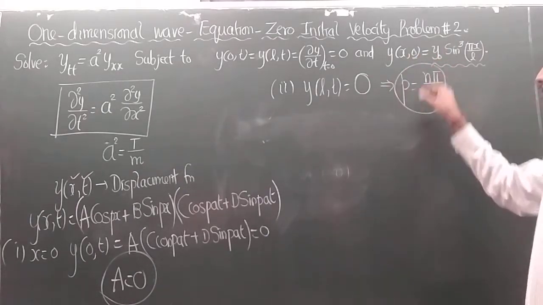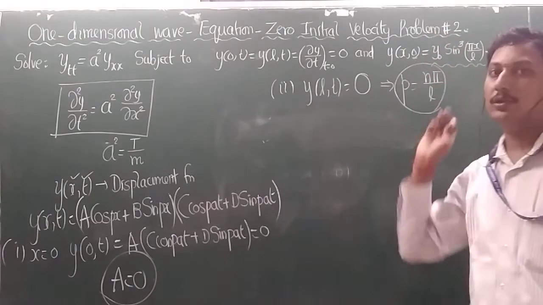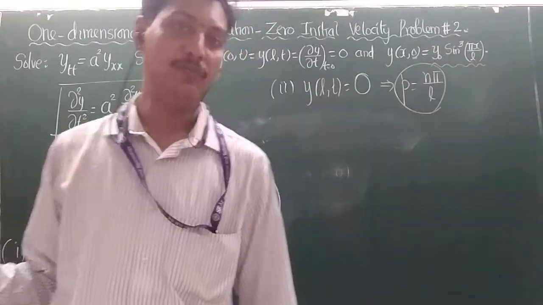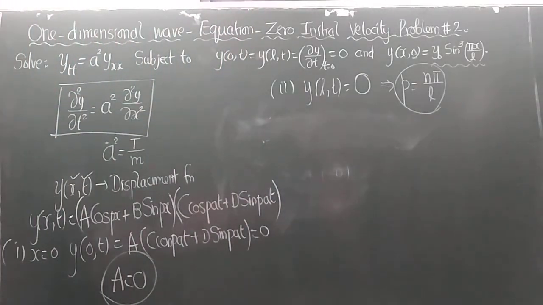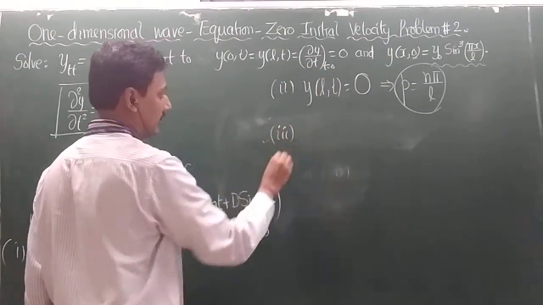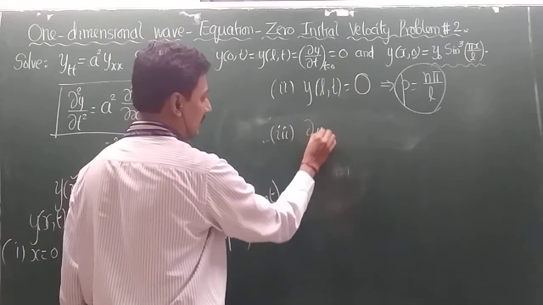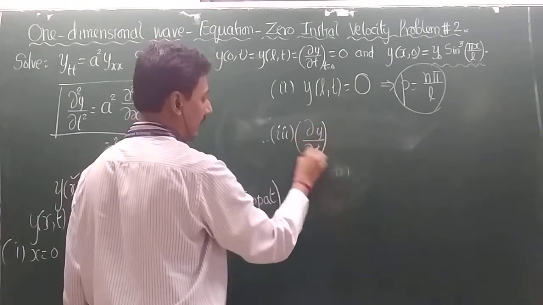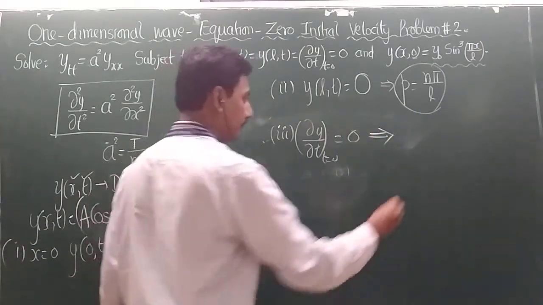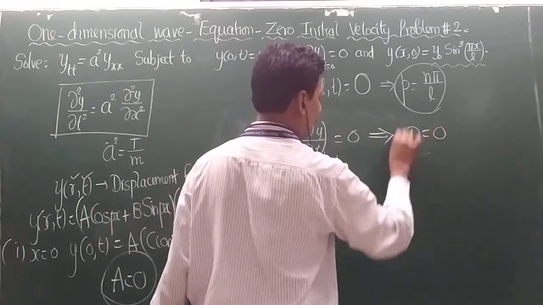Please view the problem 1 video. You can see the explanation for boundary conditions 1 and 2. The third one is the velocity. When we use the third boundary condition, that is the velocity is 0, ∂y/∂t at time t equal to 0 is equal to 0, we get d equal to 0.